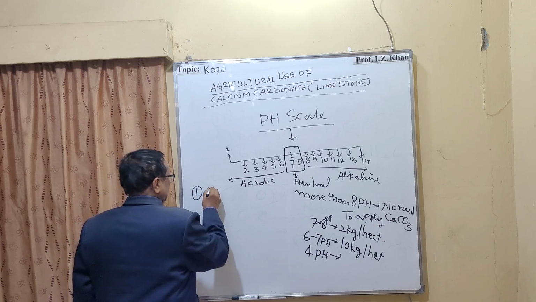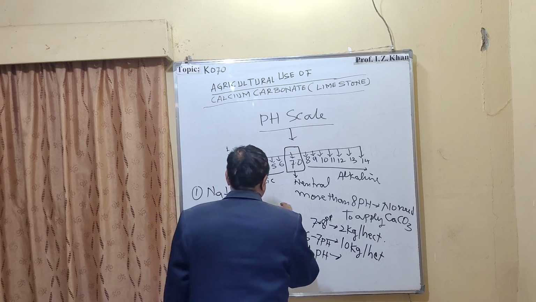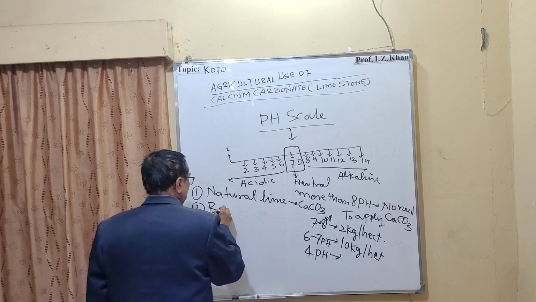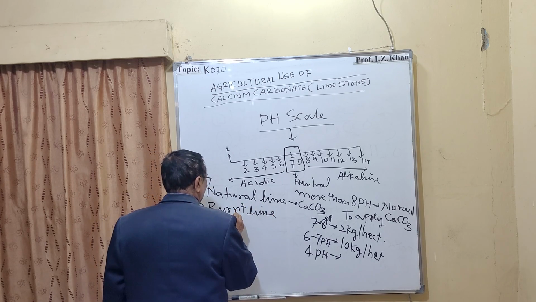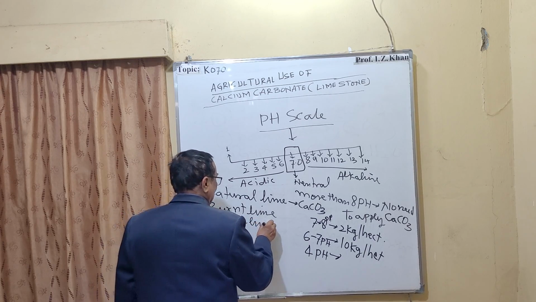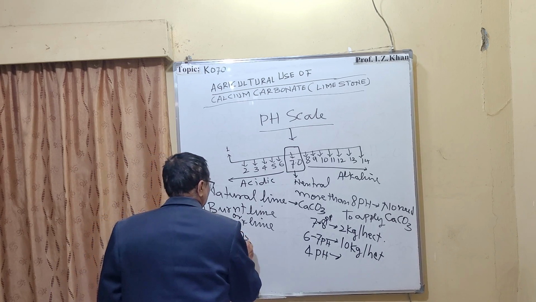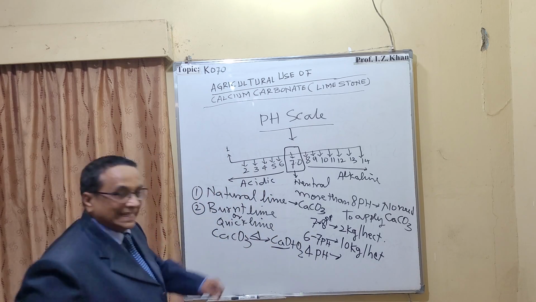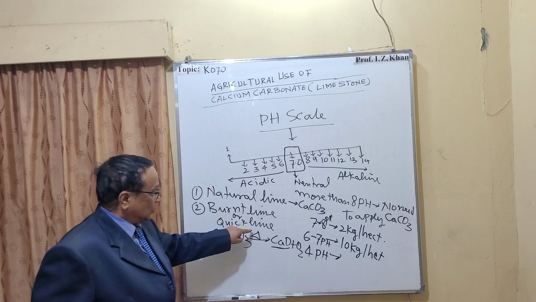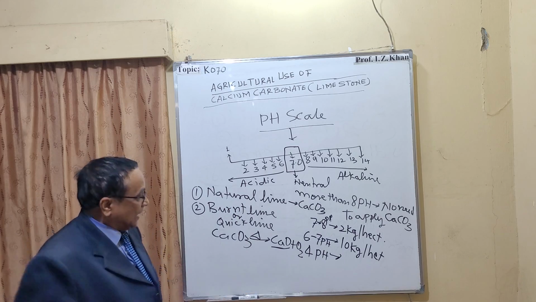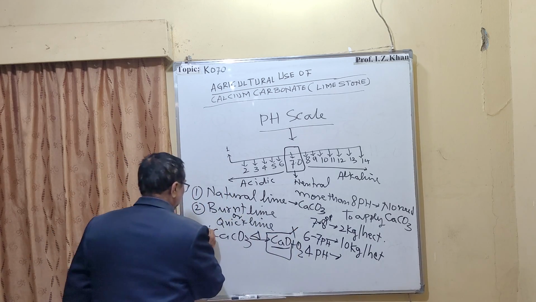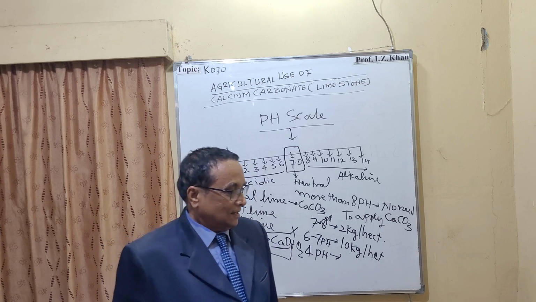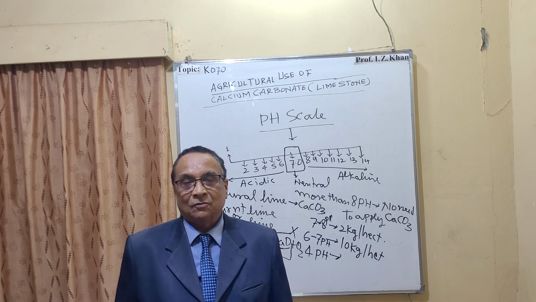First is natural lime, and your natural lime is CaCO3, that is calcium carbonate. Second is called burnt lime, or we call it quick lime. We get it when CaCO3 is heated, you will get CaO plus CO2, and this is also called calcium oxide. Either you call it calcium oxide, or quick lime, or burnt lime, it has the same meaning. And this calcium oxide, you should not apply on your soil. The reason is that once there is humidity in the soil, it will liberate heat, and that heat will be harmful to your soil.